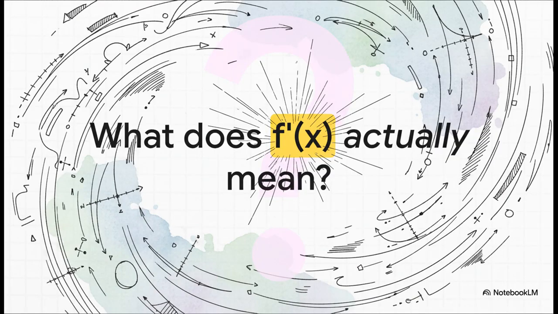I'm sure you can find the derivative of x squared in your sleep, right? But what does that little apostrophe, that prime symbol, really mean? What is f prime of x telling us? Because it's so much more than just an answer for your homework. It's a peek into the language of how things change.